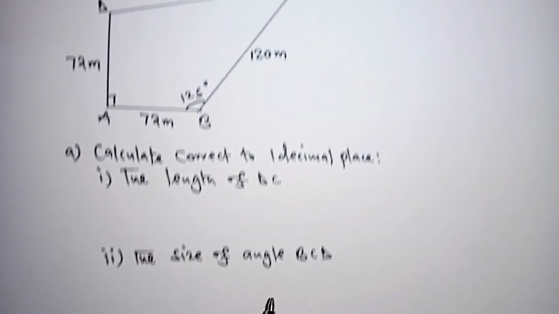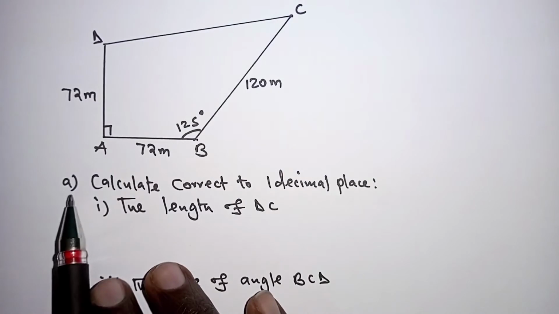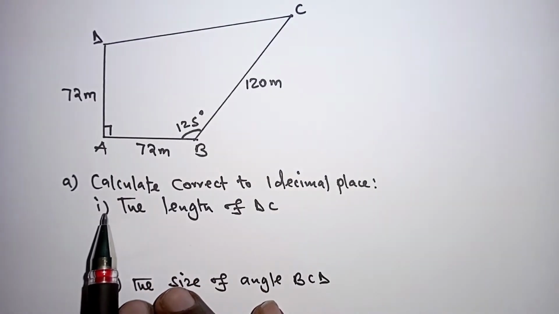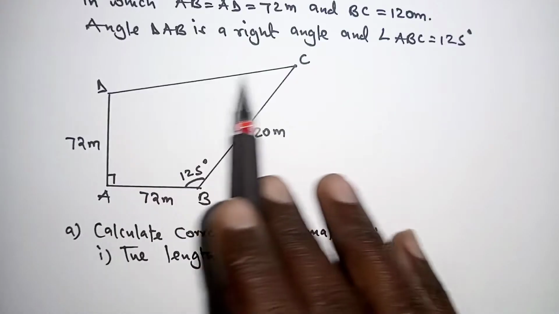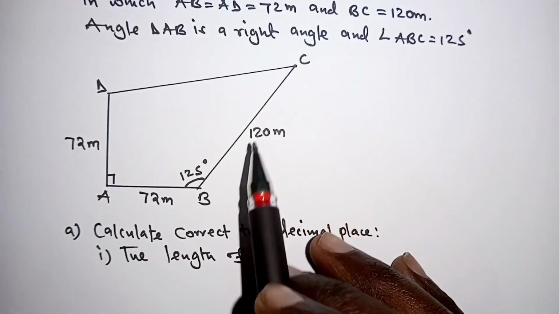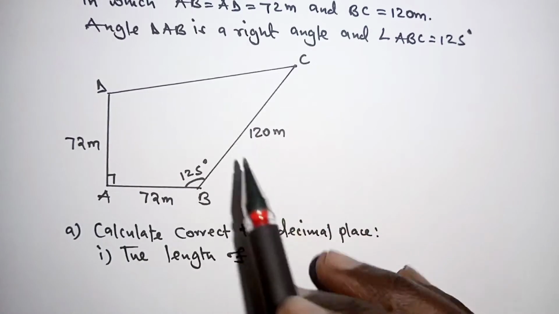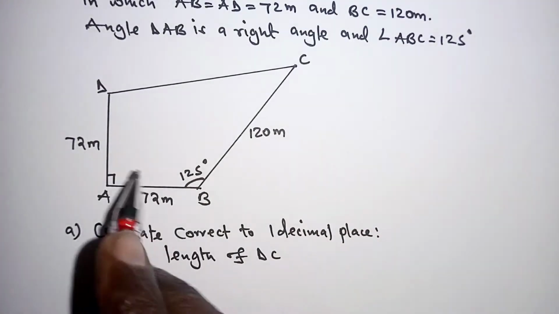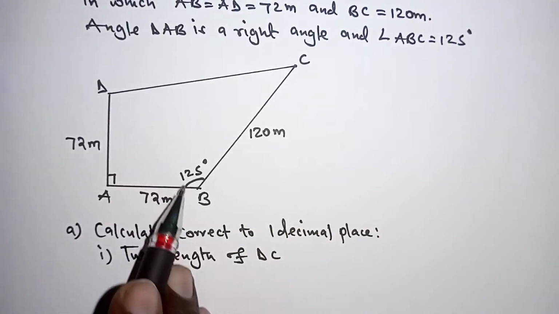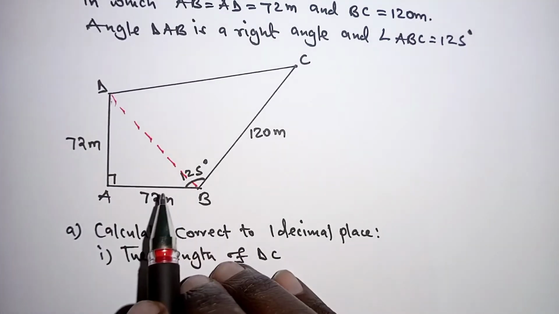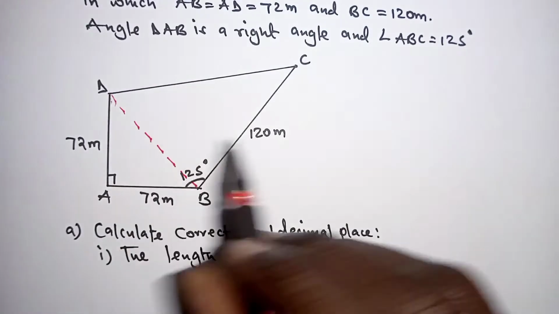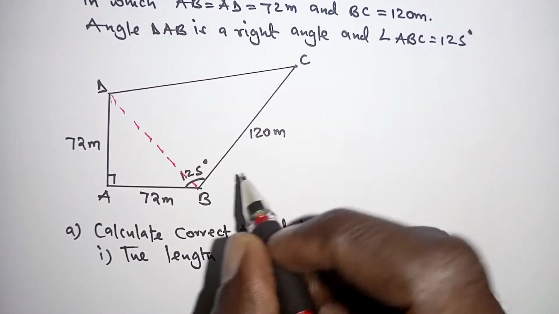So straight to the first part, A Roman 1, we have to determine the length of DC. DC is right here. Before we determine the size of DC, the first thing I want us to determine is length BD. So we'll determine length BD by applying Pythagoras theorem.